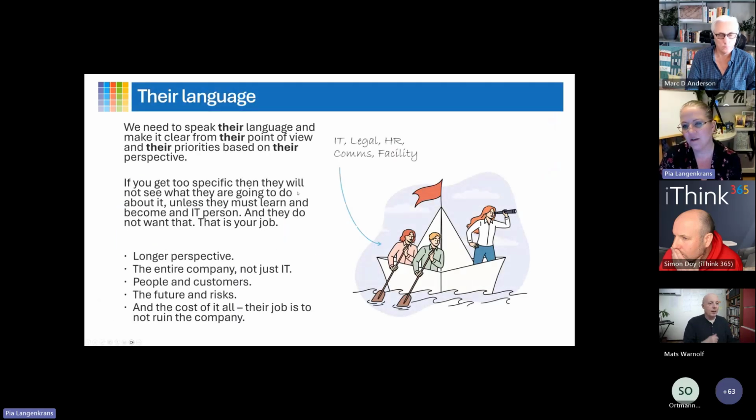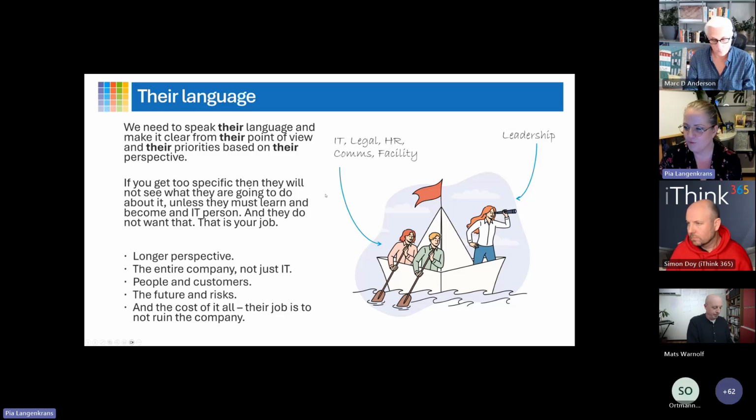We need to talk to them in their language and make it clear from their point of view, their priorities, and their perspective. So we are part of a team: IT, legal, HR, comms, and facilities. These are the ones that I think should be involved in maturing the organization to move forwards. We're all rowing together.